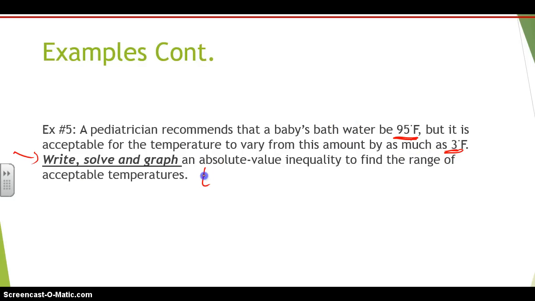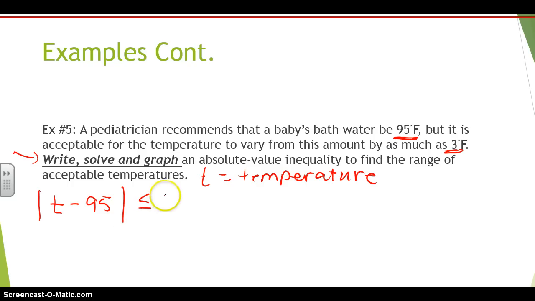I can call T my temperature, and the way I'll set up this problem is the absolute value of T minus 95 is going to be less than or equal to 3. Watch how I solve this. I need to set up the compound inequality: T, my temperature, minus 95 is going to be greater than or equal to negative 3. So now I'm going to solve these compound inequalities.